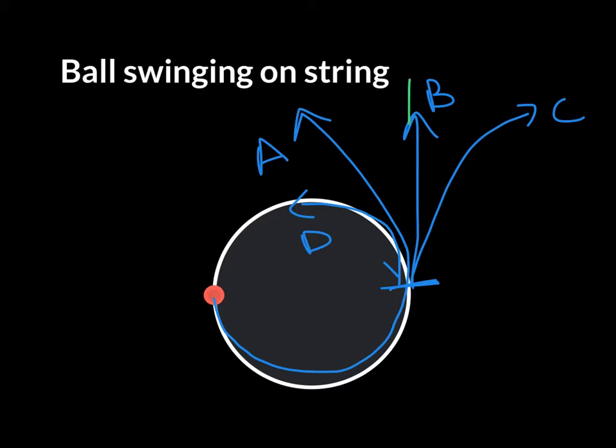Okay, well the answer is B. And why does it go B? Well, it's going in a straight line. What's it doing right here? Well, it's going in a straight line. That's its velocity at this point, going straight up.